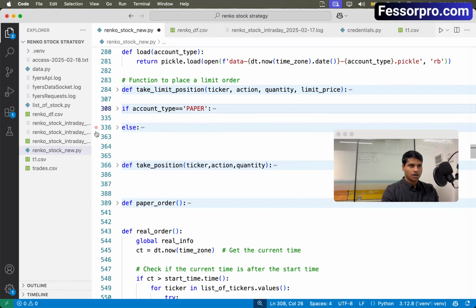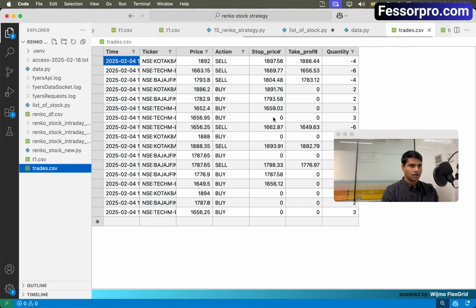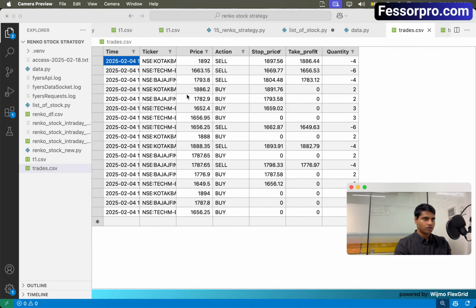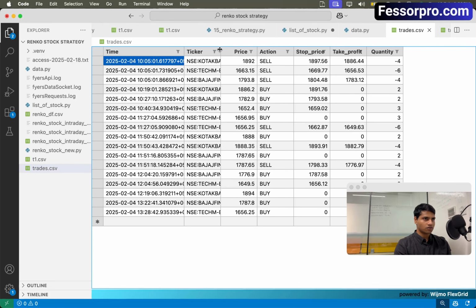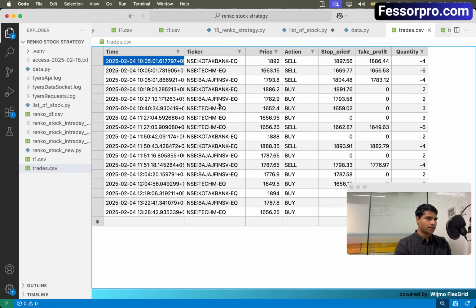So here, after running the entire code, I got this trades.csv file. These are all the trades taken by my strategy. There are a few stocks like Kotak Bank and Bajaj Finance, where I'm selling, I'm buying. Sometimes I'm selling, shown as minus. So I'll show you an example of Kotak Bank. See here, Kotak Bank, I'm selling. This was the price, 1892. Stop price was this, take profit was this, and quantity was -4. I've sold it. Then if you look at Kotak Bank again here, I am closing half of the position. So I am buying half.